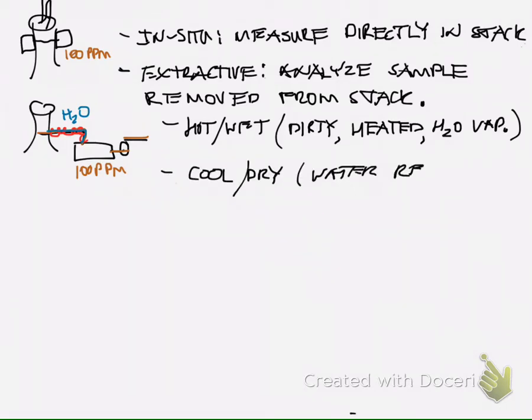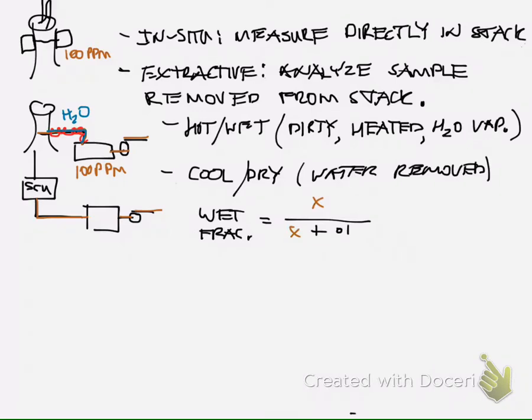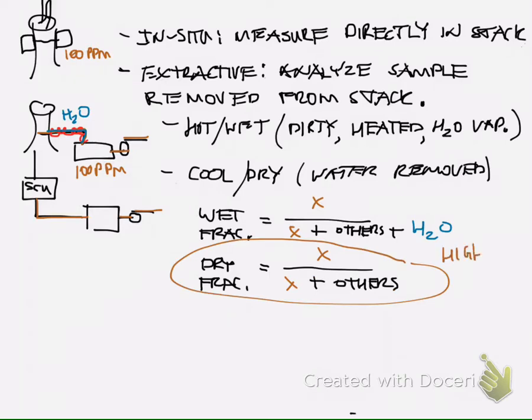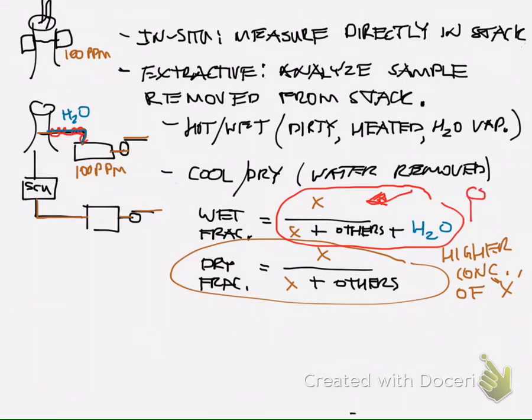The cool dry method, when we're using extractive analyzers, we're extracting the sample and running it through a sample conditioning unit, the SCU, which is going to get rid of the water, and now we don't have to heat the line. The thing is, when we report this, the wet fraction is used for the hot wet method. It's going to still have the H2O in it, and this is basically going to be the sample as it is right out of the stack.